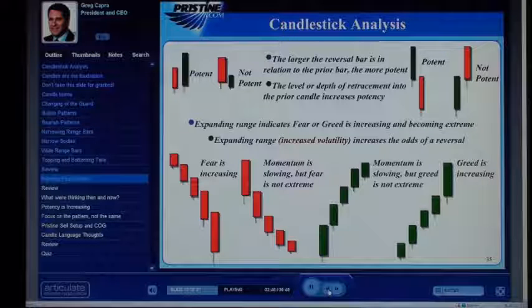Now, expanding range indicates fear or greed is increasing and becoming extreme. Expanding ranges, increased volatility, increases the odds of reversal.